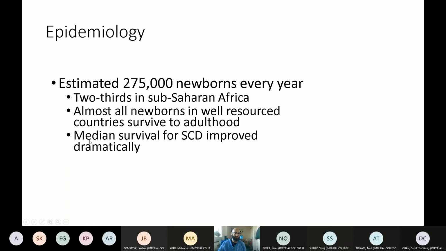Because of the demographics of sickle cell disease, the majority of newborns are born in countries which have poor healthcare systems and are not very well resourced, and the majority of patients with sickle cell disease do not survive beyond 5 years of age. But having said that, in countries which are better resourced, with early recognition and prompt starting of simple treatments like antibiotics and folic acid, the median survival has improved dramatically over the last few years.